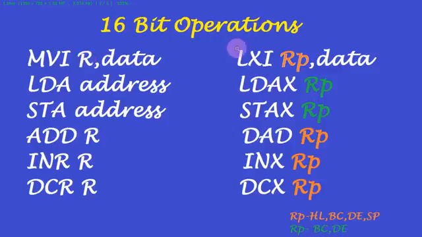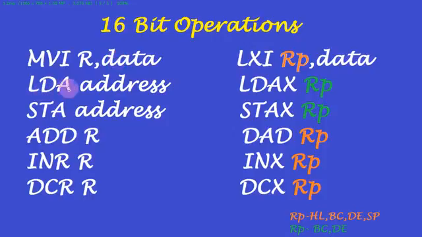And for the 16-bit operations, we have this command LXI rp and data. So this data will be of 16 bits and it can be moved into the register pair rp. Now what can this register pair be? For LXI, this can be HL, BC, DE, and SP. So this is a command which is similar to MVI.